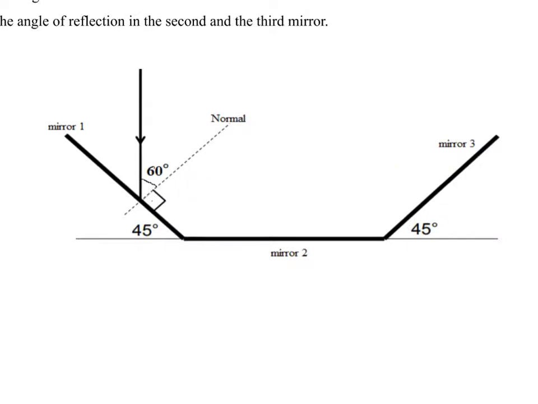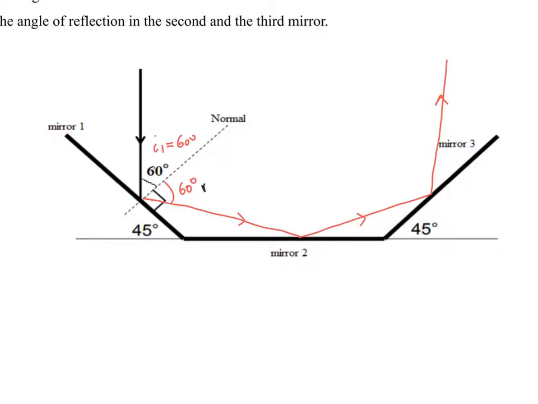Now a ray is given here with an angle of incidence 60 degrees. It will be reflected with an angle of reflection 60 degrees. It is reflected from the second to the third, and like this from the third one. Now I'm going to put the angles.